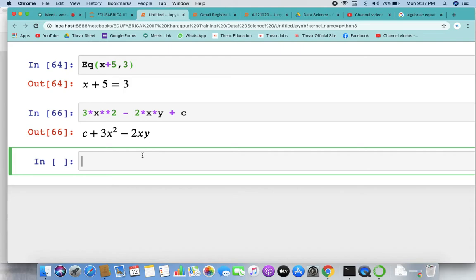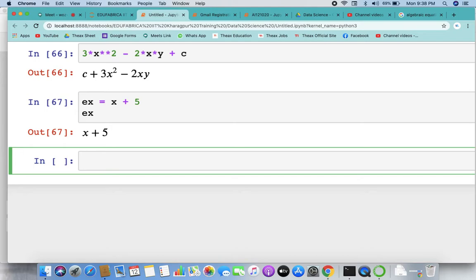Alright. Now, let's write an equation. Ex is equal to x plus 5. And this is my Ex, x plus 5. Now, the very simple one, what we did in class 6 and 7 questions, okay? When we used to do something called a substitution, if we are going to substitute the value of x with 5, then what is the result?